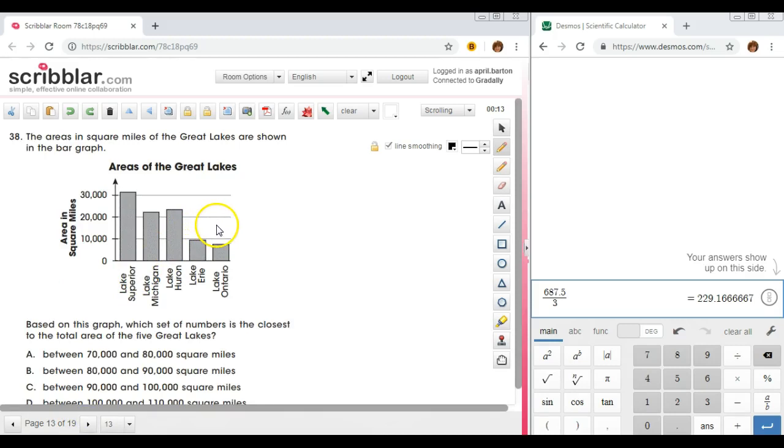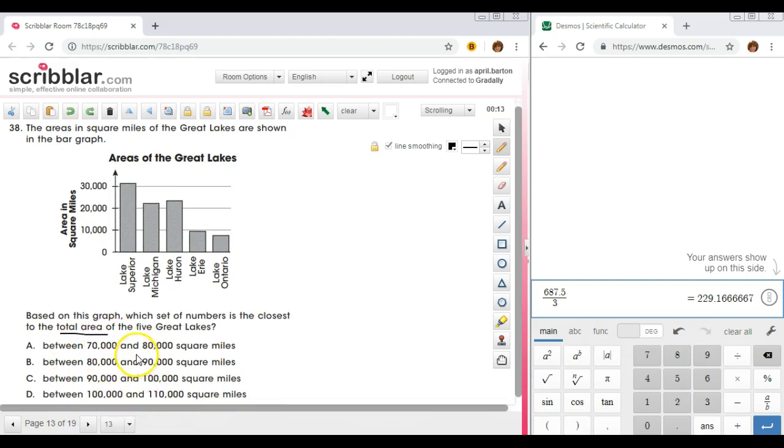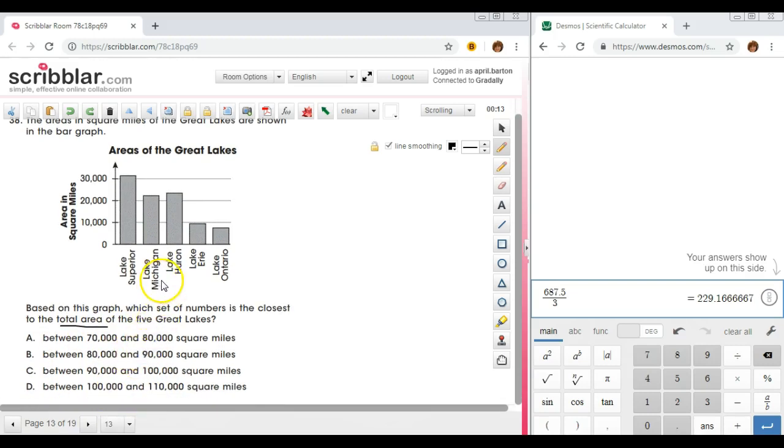Question 38. The area in square miles of the Great Lakes are shown in the bar graph. Based on the graph, which set of numbers is the closest to the total area of the 5 Great Lakes? So almost always total means to add. So we're going to add up the different amounts of the Great Lakes, but again we're estimating, so we're going to land somewhere in between these values. That's why all the answer choices say the word between.